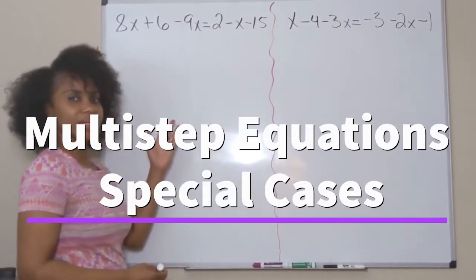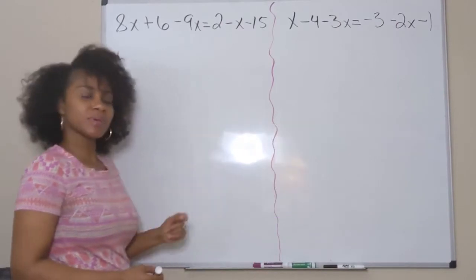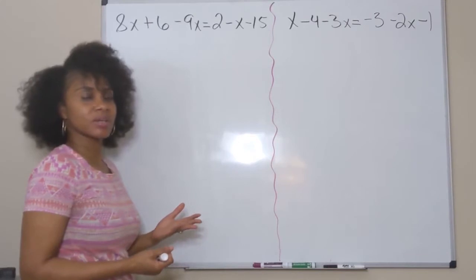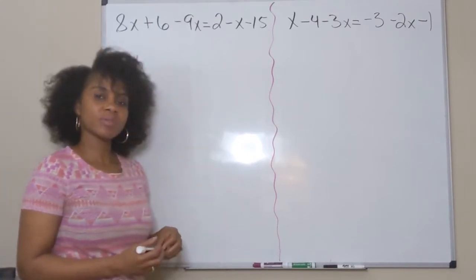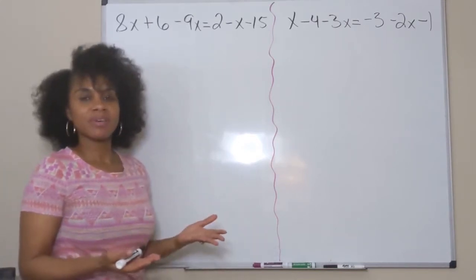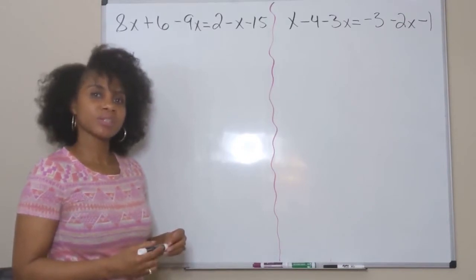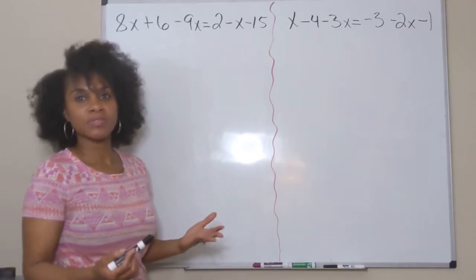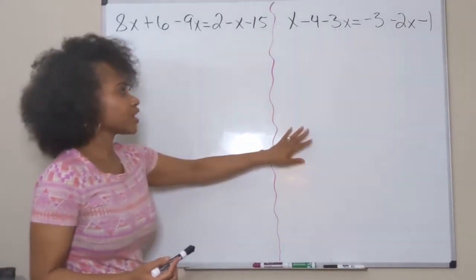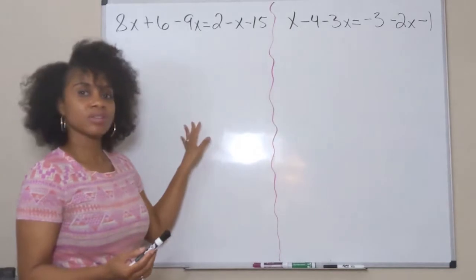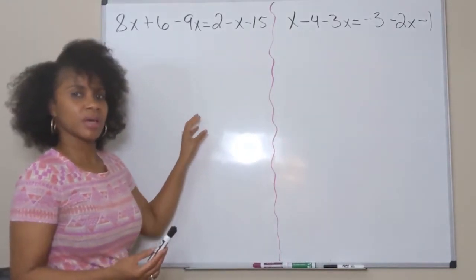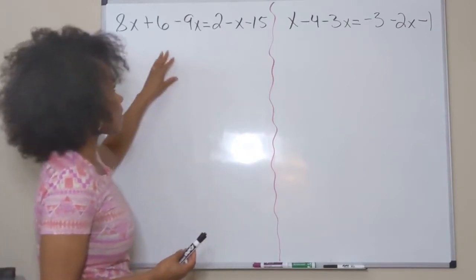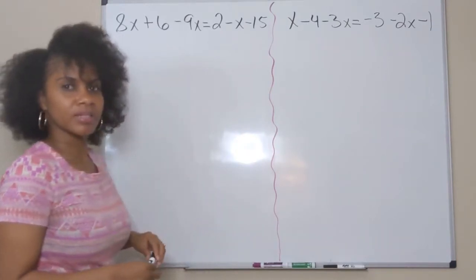So we're looking at two multi-step equations, but we're going to have special cases for our answers. Now, if you're not familiar with solving multi-step equations, please see my video, Solving Multi-Step Equations, Variables on one side, and Solving Multi-Step Equations, Variables on both sides. Because I'm going to solve these equations the same way as I did in those other videos, except I'm going to get a special case for my answer. So let's start on this first problem and see what happens with our answer here.